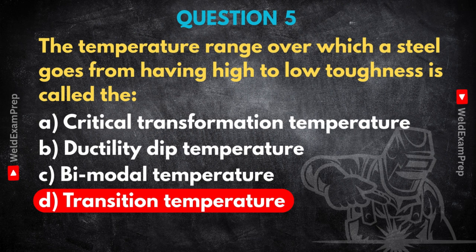The correct answer is D, transition temperature. Right, transition temperature, so toughness. It's basically a material's ability to absorb energy before it fractures, often involving some plastic deformation. Really important for preventing sudden brittle failure.